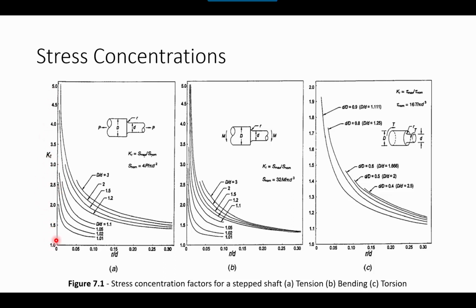So how do we read this chart? Well, first we decide what our dimensions will be. We plot up to the proper line, we plot over, and then we get an idea for that K_T value.